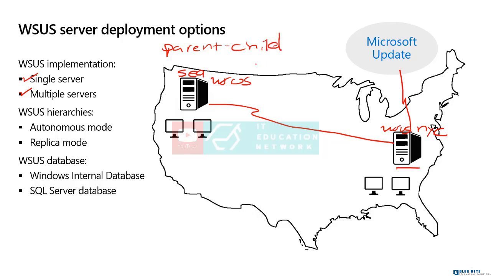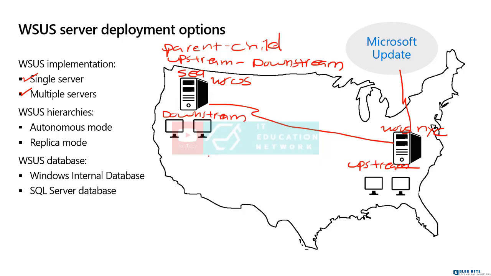Many places call this parent-child. You will also see the term upstream and downstream. Actually, in the interface, Microsoft uses both terms, parent-child and upstream-downstream. But in this scenario, the WSUS server that connects to Microsoft is going to be the parent or upstream. The WSUS in your branch office is going to be the child or downstream.